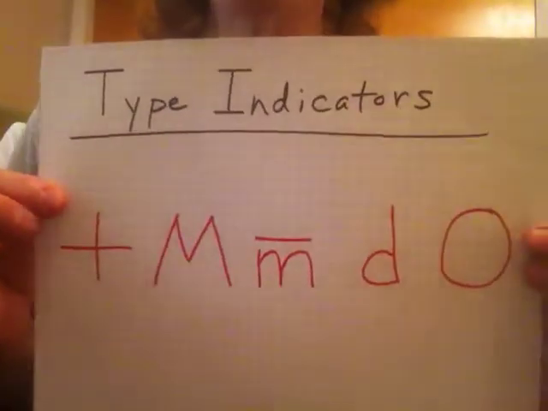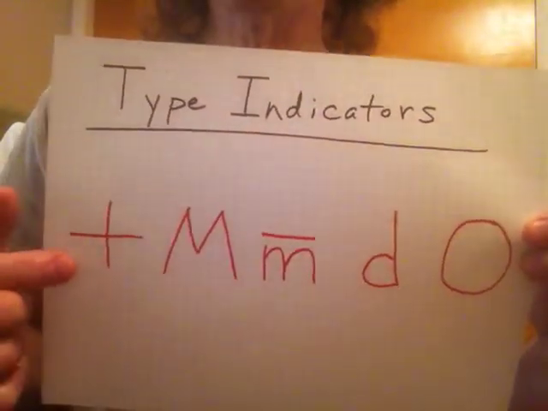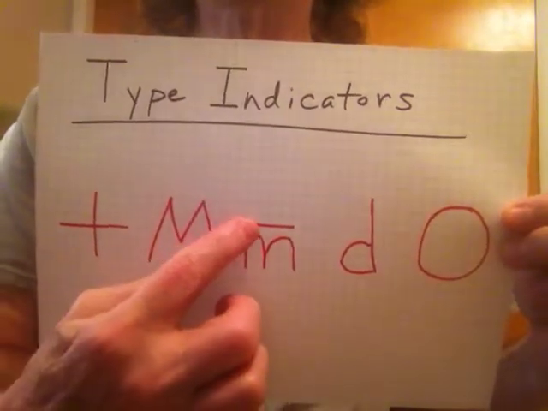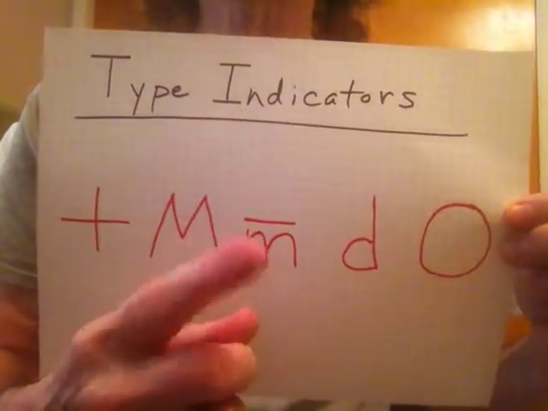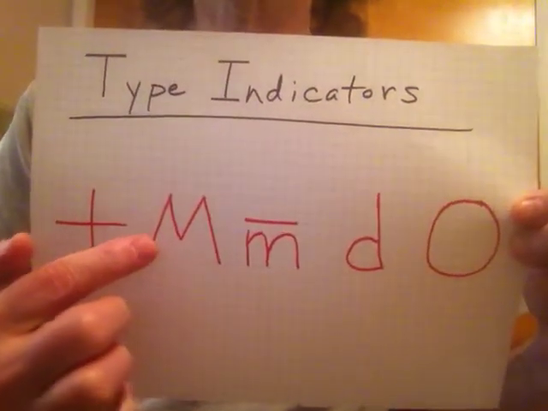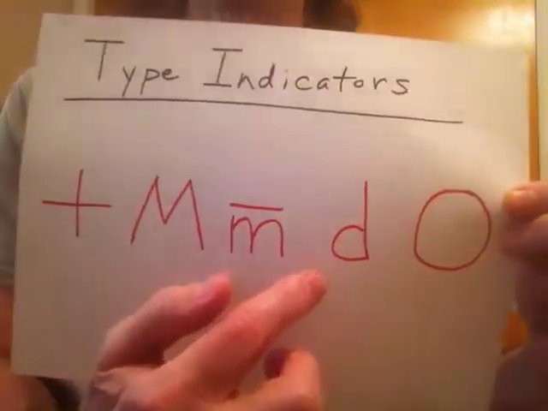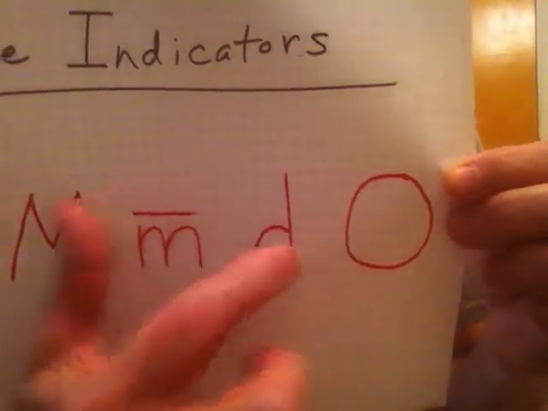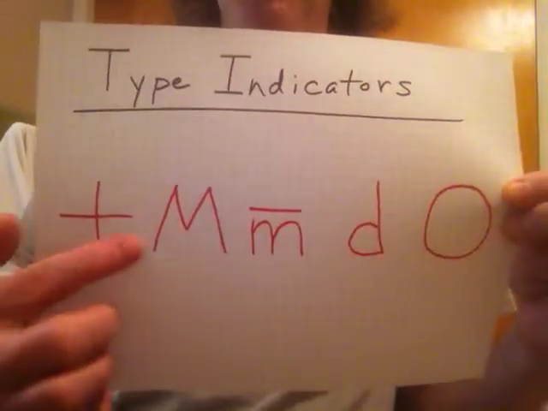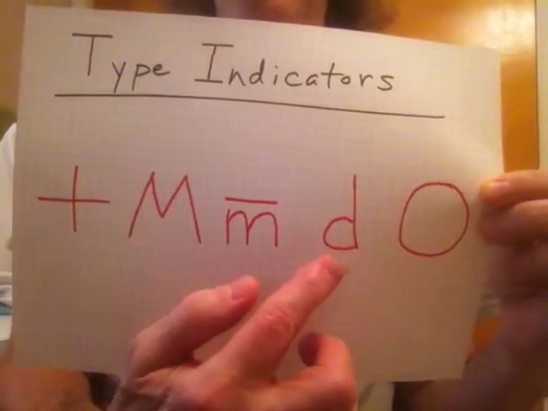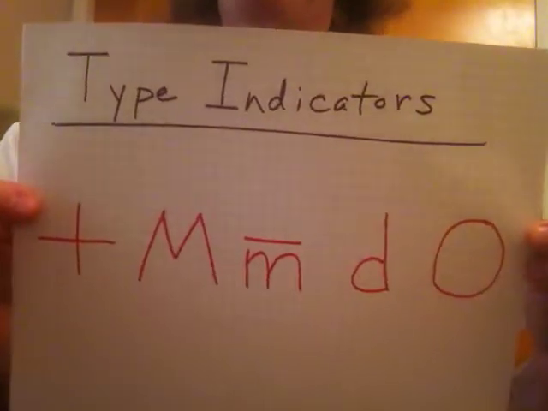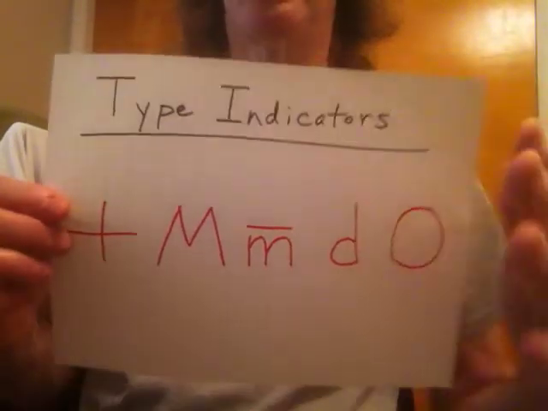The type indicators are these, and there are only 5. The augmented, major, minor, and I put the line across the lowercase m so you don't confuse it with the uppercase M. The D for dominant, and the circle for diminished. So you have your augmented, major, minor, dominant, diminished. I'm trying to speak correctly because I generally don't speak well. So those are your 5 type indicators. There's only 5.